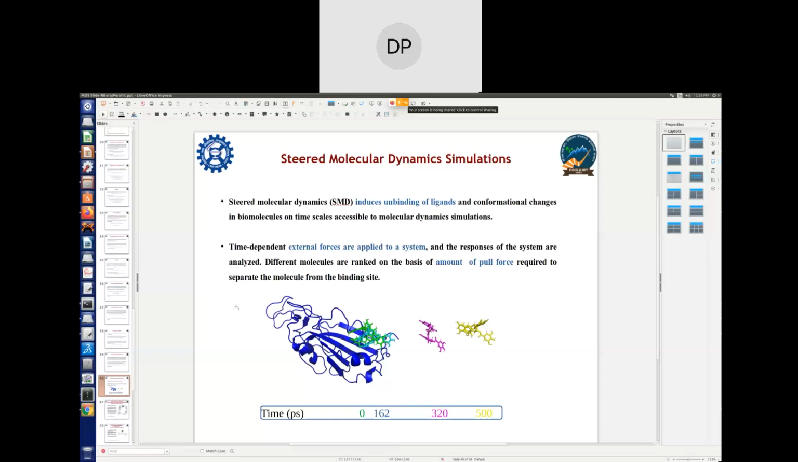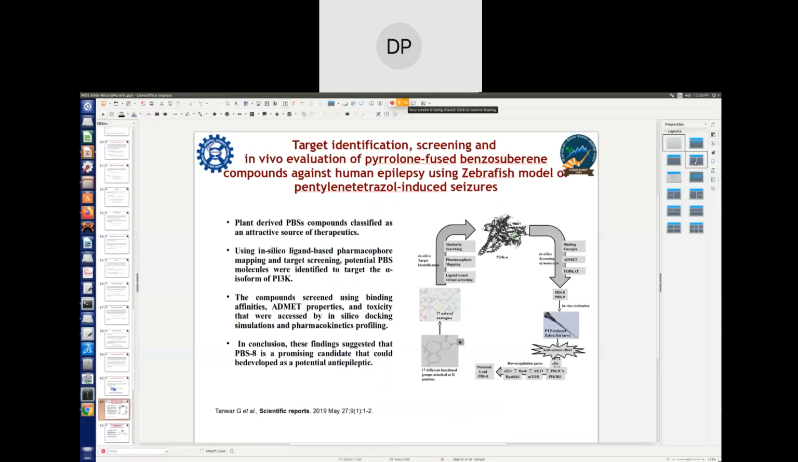So steered molecular dynamics is also one of the very good criteria, but it is very computationally expensive. You need to run a lot of simulations in this. But you will get the exact result if you implement both MMPBSA and steered MD together. Apart from this, so this is the entire MD simulation. I will give some examples where we implemented this MD simulation and got some potential leads.